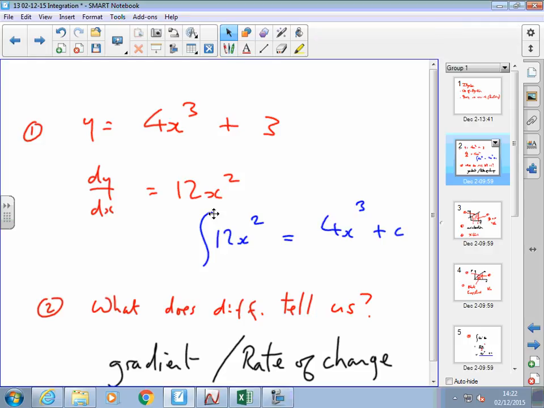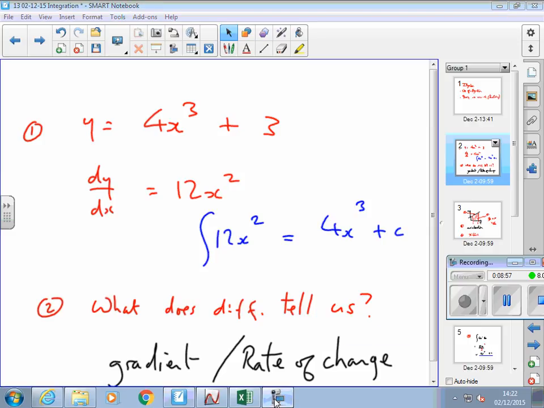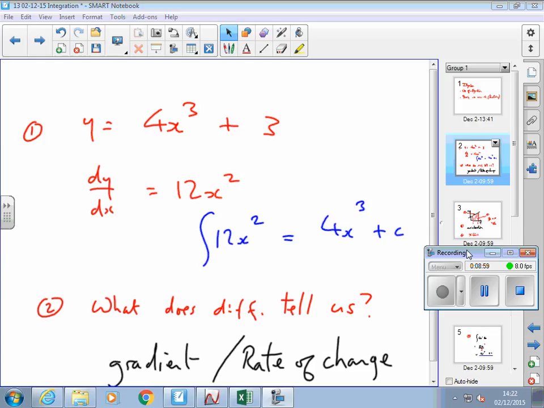And today we're going to be talking about how you find out what that constant is for a particular situation. So that's our introduction to the ideas of why we're going to do what we're doing today, integrate these functions.